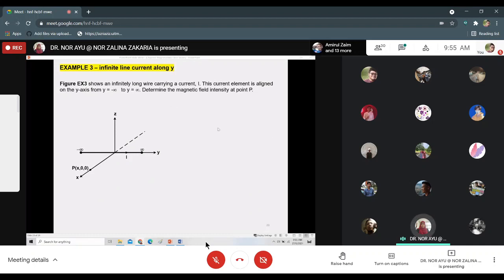Alright, so now we have infinite current along Y. So bila kita nampak something like this, which is along Y, okay, we need to use coordinate, Cartesian coordinates. Okay.